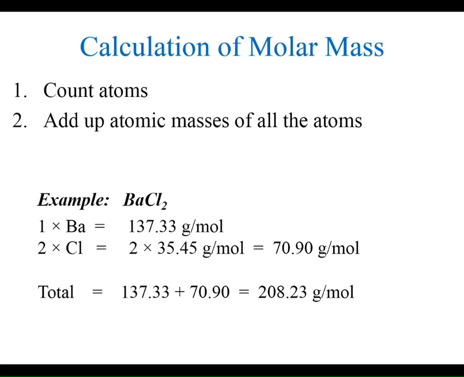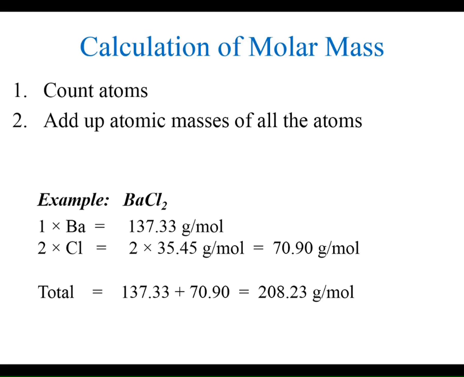1 barium, 2 chlorines. So you just add up on your table, find the mass of 1 barium on your table, plus the mass of 2 chlorines. That's the molar mass of barium chloride. So you find barium on your table, it's 137.33, right? And you find chlorine, there's 2 of those, so 2 times its mass, which is 35.45. And you add them together, and 208.23.